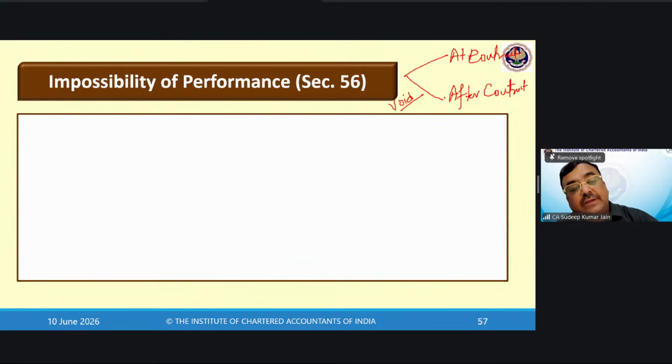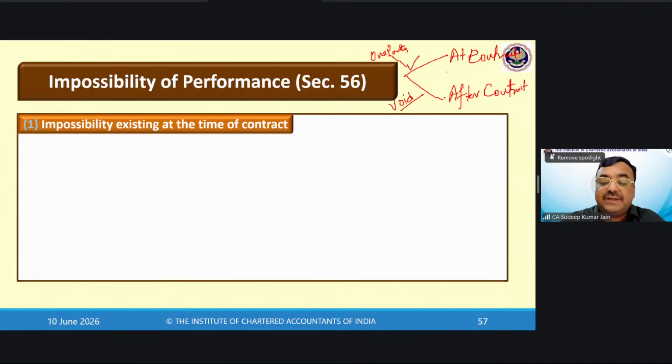And one more thing, in this case, the impossibility existed at the time of contract and is known by one party. If one party knows, in that case, the party who knows the impossibility is liable for compensation. In short, what I have discussed, I am going for deliberation.